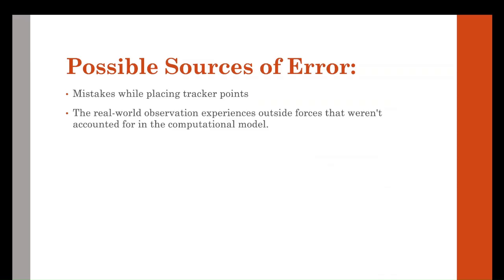So like I said, some possible sources of error. There could have been mistakes while placing tracker points. That's the reason we could see the graph moving up and down at points it shouldn't. And then the real world observation could have been experiencing outside forces, such as drag, which we accounted for, but it could have been incorporated incorrectly into the computational model.